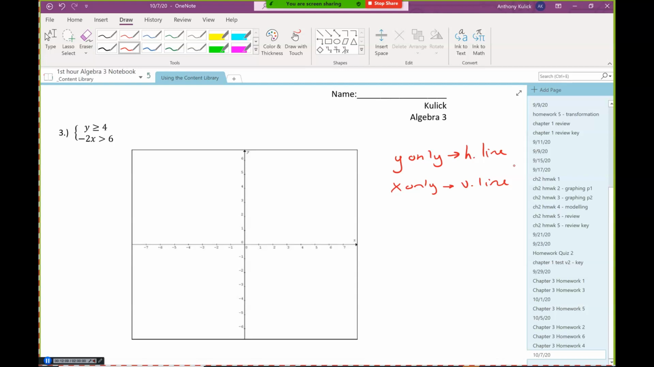So the question only then becomes, what point does that horizontal line need to go through, that vertical line needs to go through? In the case of y equals 4, it just has to go through the y coordinate of 4. Now the x, we need to get the x by itself, so when we divide by -2, the inequality symbol flips, and we're left with -3 on the right side. So my vertical line needs to go through the x coordinate of -3.